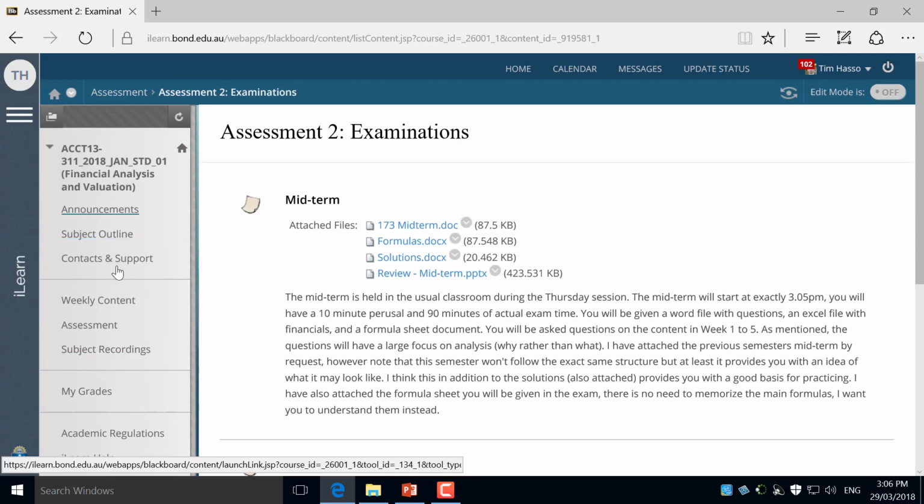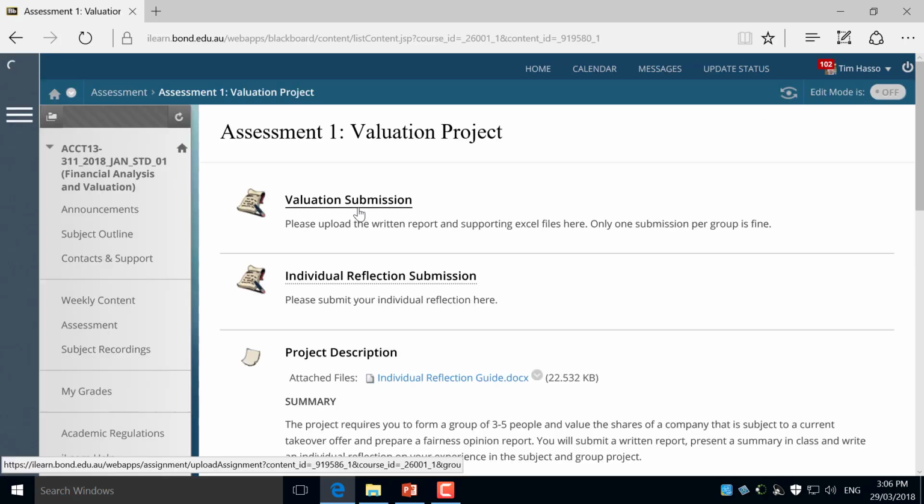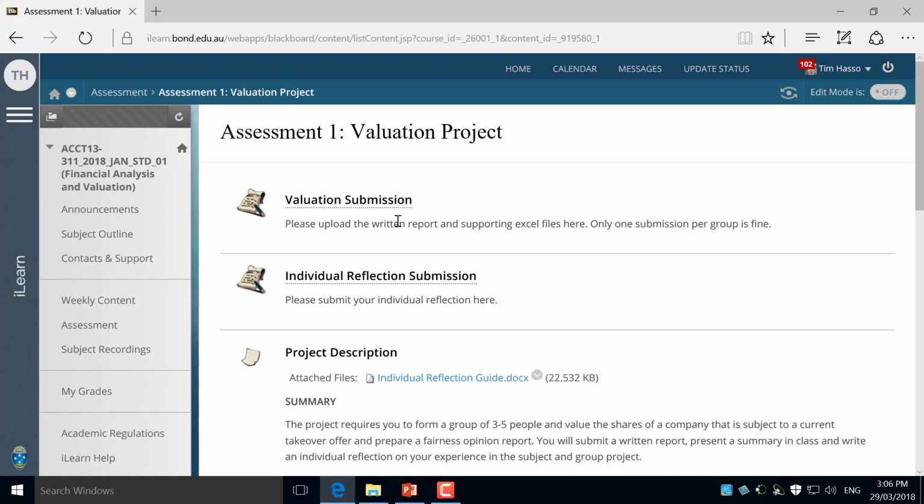Now, I should also probably highlight that once you're done with your projects, like when your group feels like you want to submit, you go into the assessment section for the evaluation project, and there's a submission for your project, so the actual project bit, and the reflection. So again, the reflection is individual, the project is a group submission. You only submit it for one person in the group. You don't all have to submit it. But for the reflection, again, you submit it individually. And I think both are due on the 16th of April at 5 p.m.